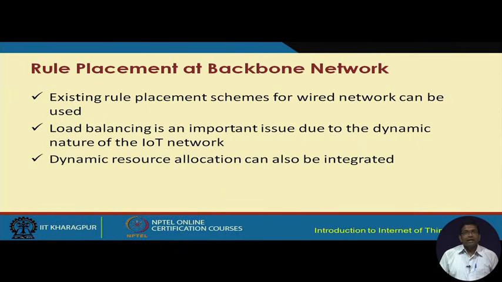So, next we have to take care of how to perform rule placement at the backbone network. The existing rule placement schemes for wired networks can be used here, because most backbone networks have a topology and overall architecture similar to that which exists for wired networks. So, we can use the existing rule placement schemes for wired networks for the backbone network of IoT as well. Load balancing is an important issue due to the dynamic nature of the IoT network, so dynamic resource allocation can also be integrated.